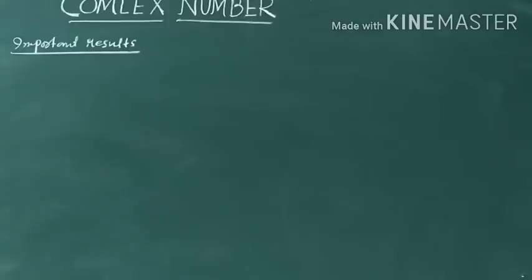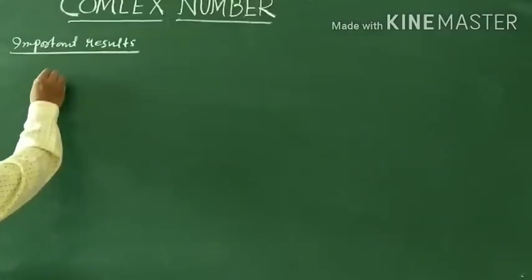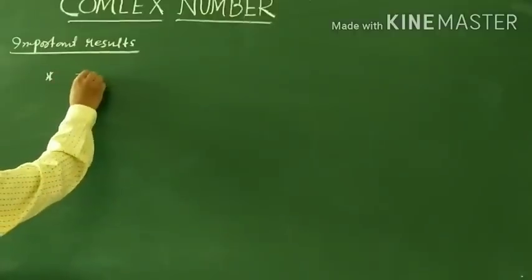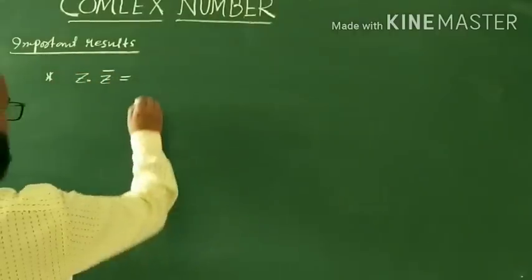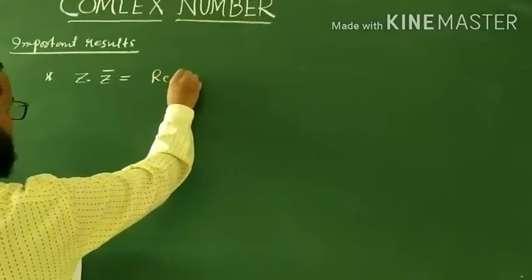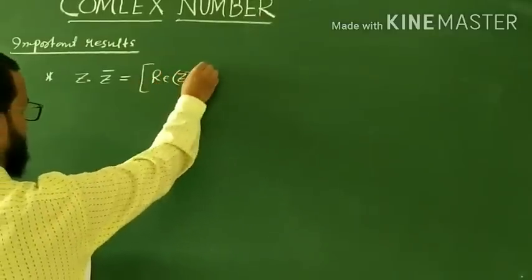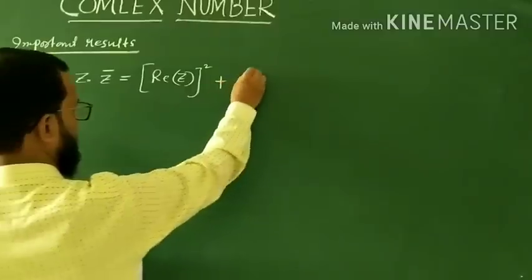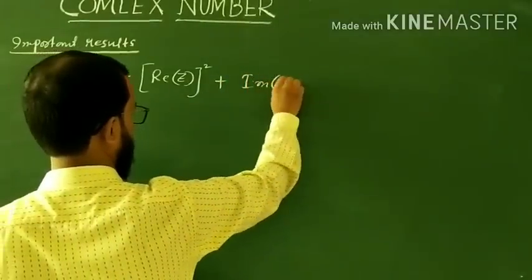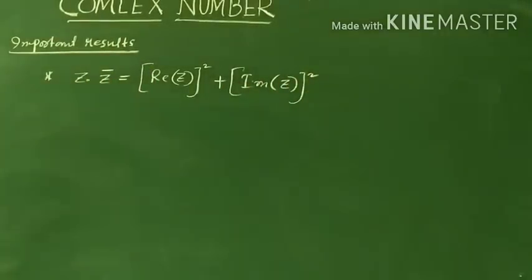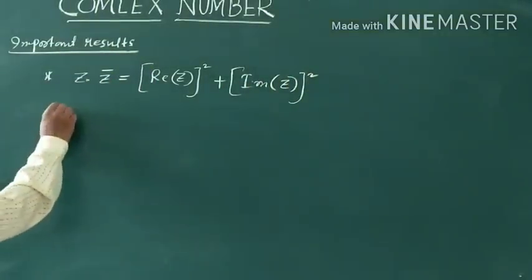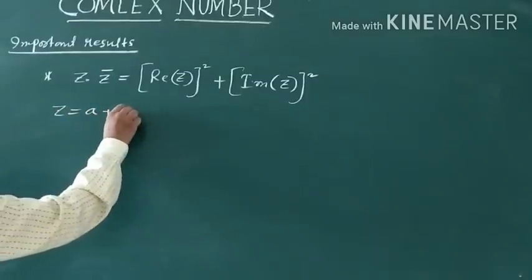These are the actual properties, and another important property I have already discussed is z into z bar equals what? Real z whole square plus imaginary z whole square. Why is this? Just let me remind you. Okay, I already proved it actually. Suppose z is equal to a plus ib.